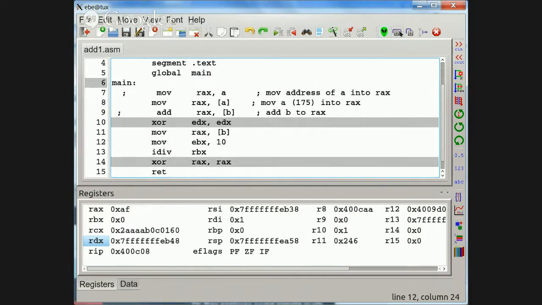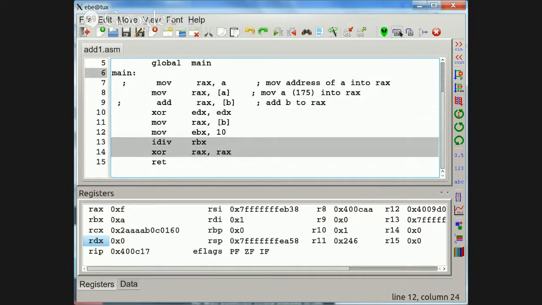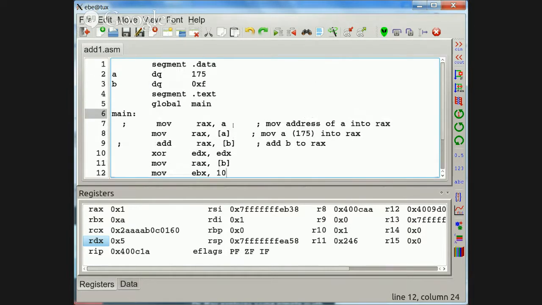All right, so we got a 0 in RDX. We've got a 175 in RAX. Excuse me, an F in RAX. We're about ready to do the division by 10. Son of a gun, it did do that. All right, so let's make it a little more entertaining. Getting a 1 for the result is not that exciting.